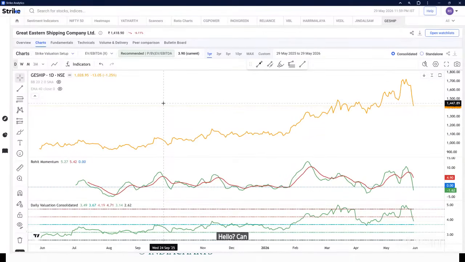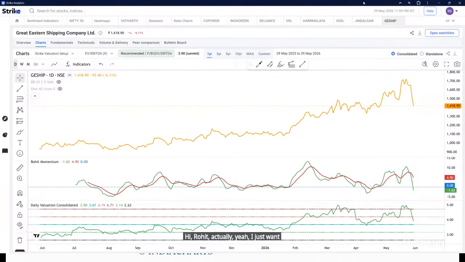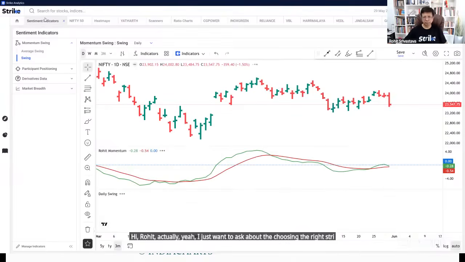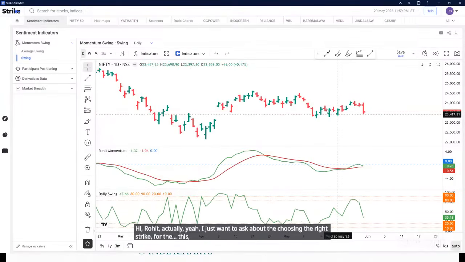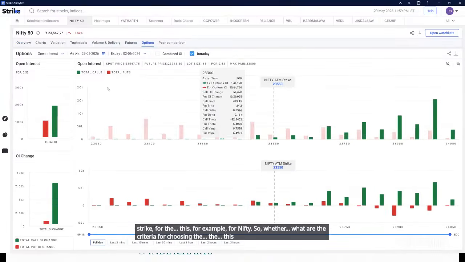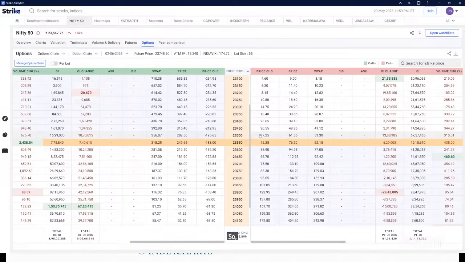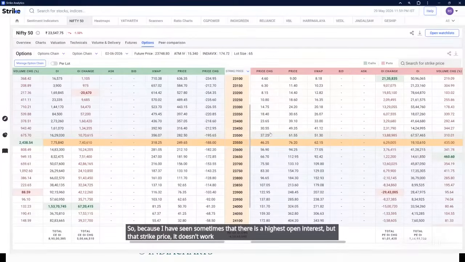Hello, can you? Hello. Hope I am audible. Yes. Hi, Rohit. Actually, I just want to ask about choosing the right strike, for example, for Nifty. What are the criteria for choosing: the highest open interest, change in the highest open interest, and the delta? Because I have seen sometimes that there is a highest open interest, but that strike price doesn't work. Maybe because it is near the expiry, or because the put writers or the call writers change their positions, so that sometimes becomes a bit difficult for choosing the right strike.